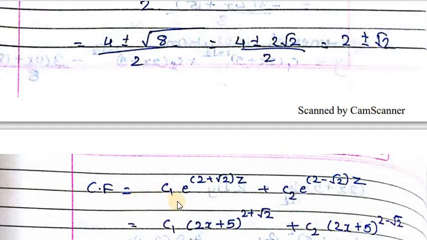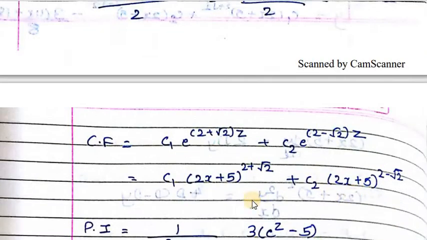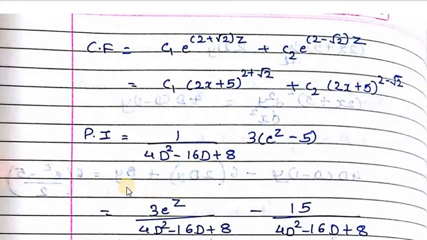So CF will be C1 e^((2+root 2)z) plus C2 e^((2-root 2)z). Now (e^z) raised to 2 plus root 2, and e^z is 2x plus 5. Similarly, here we replace e^z by 2x plus 5. So this is the required CF. Now we will find PI.